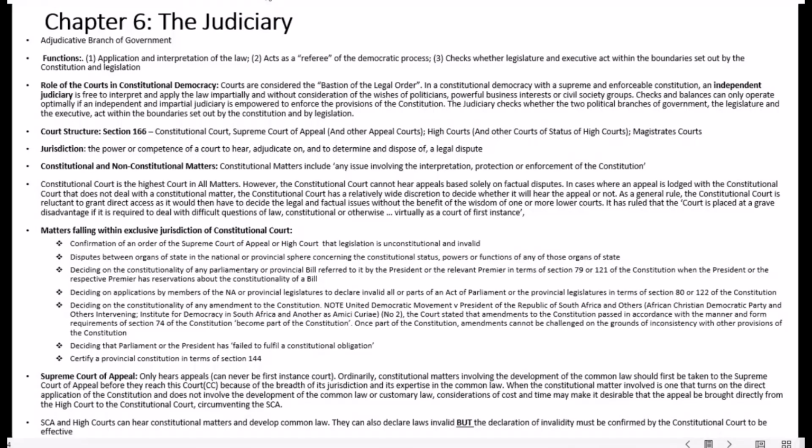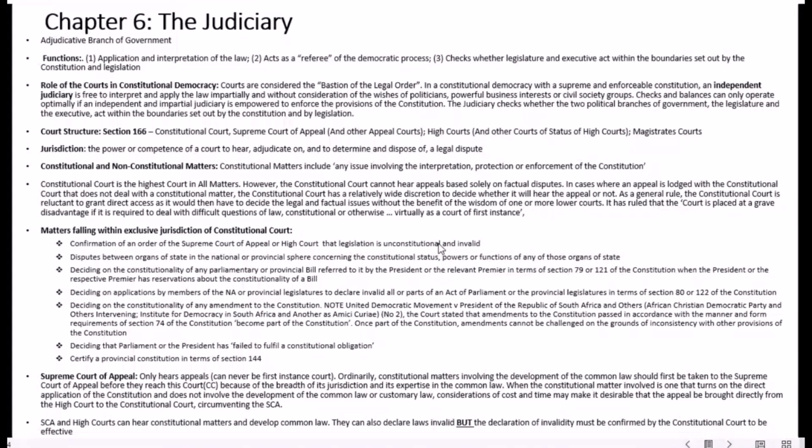So following the Constitution Seventeenth Amendment, which was in 2013, the Constitutional Court has become the highest court in all matters. So before that, it was only the highest court in constitutional matters. And then the Supreme Court of Appeal was the highest court in non-constitutional matters. But after this amendment, colleagues, the Constitutional Court is the highest court in all matters. But we need to note that the Constitutional Court cannot hear appeals based solely on factual disputes.